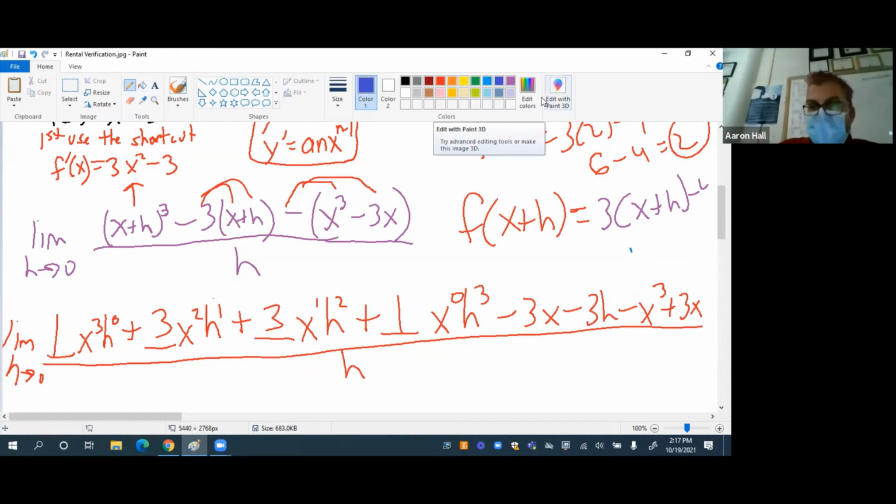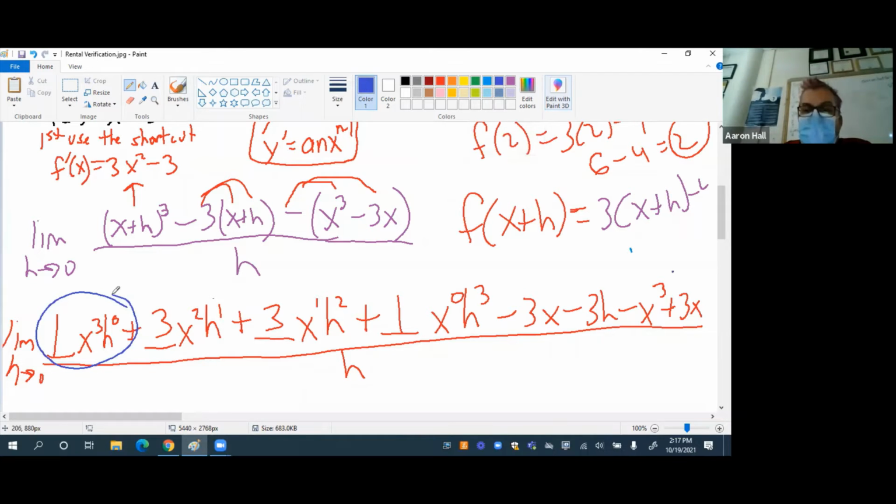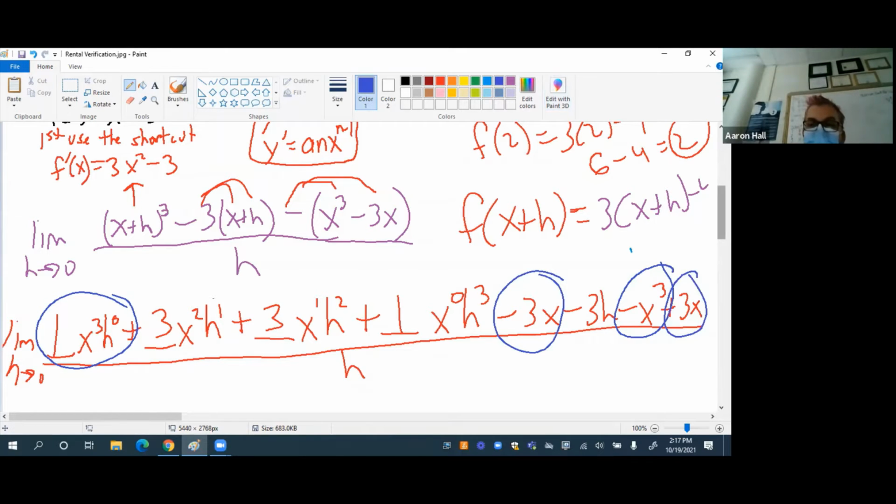Okay, what terms can I combine? Well, yeah, there's an x cubed. Yeah, this is x cubed right here. Yeah, so those cancel out. And there's minus 3x and plus 3x. Yeah, those cancel out. Nice. So what's left?